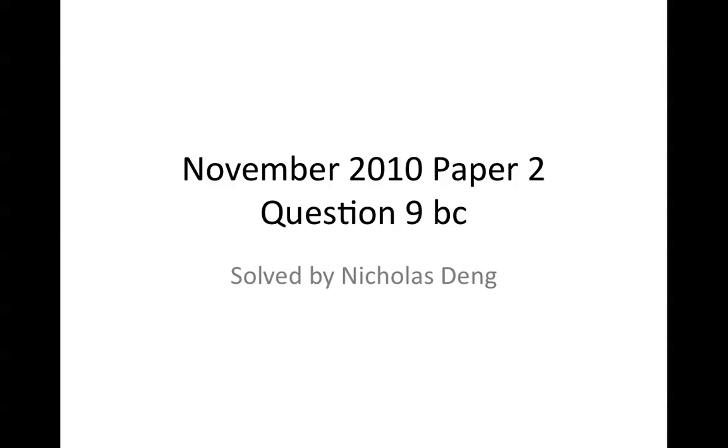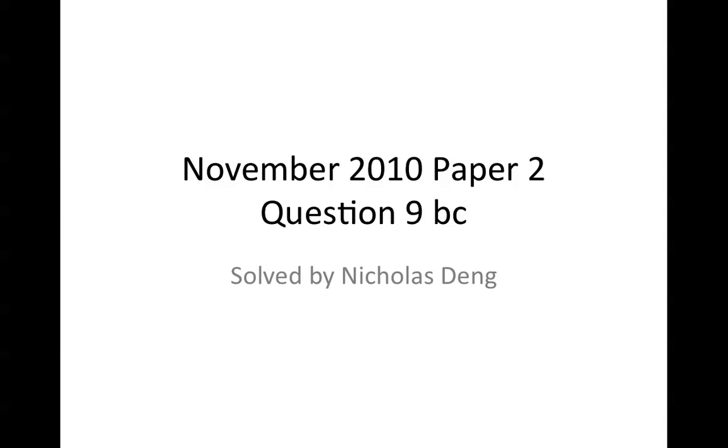So today we'll be looking at question 9 BC from paper 2 of the November 2010 standard level math exam. So assuming you have your paper in front of you, you know that the question asks that Bill takes the test and you are given a table of probability. So first, B I. It asks that you show that 4a plus 2b equals 0.24.